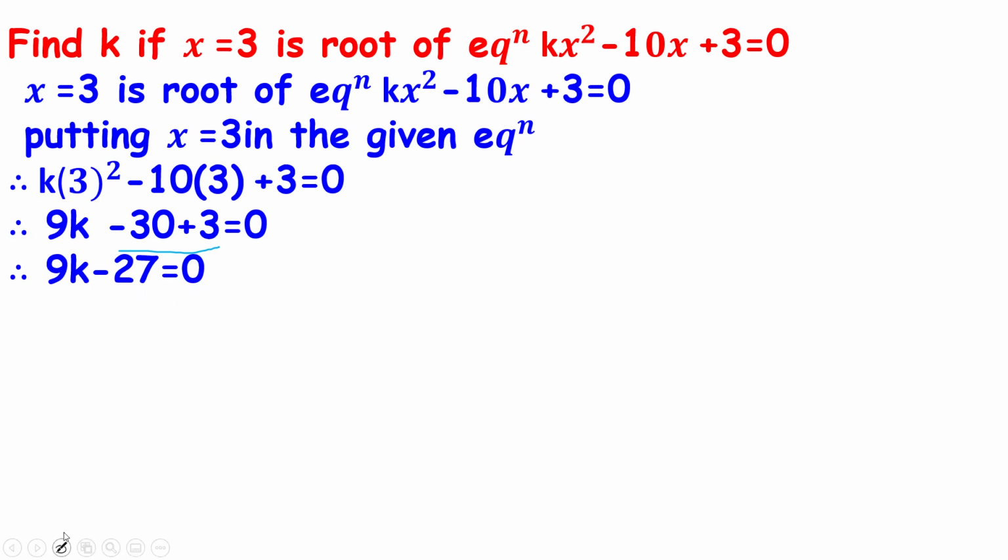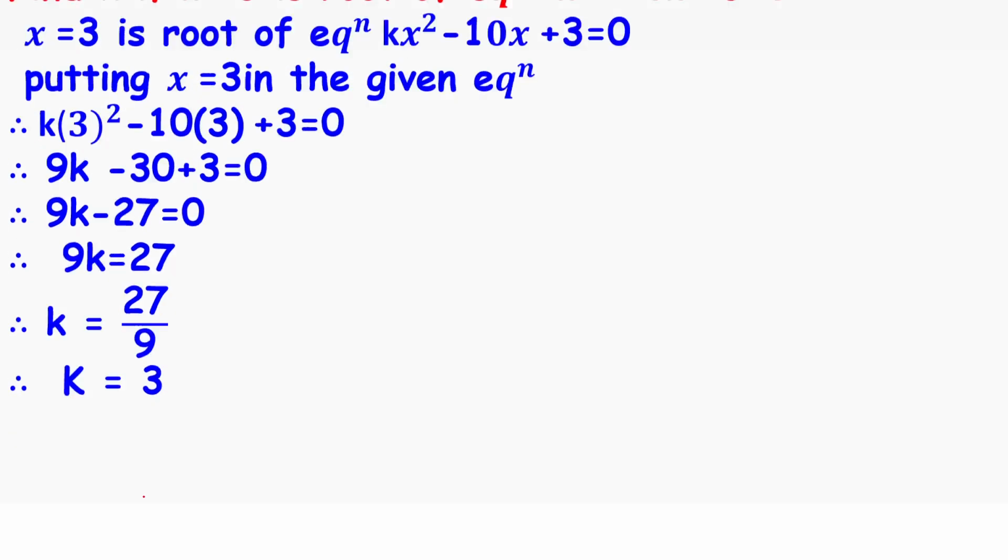Therefore, transfer this 27 to the other side. Minus 27 becomes plus 27. We have to find out the value of k. Therefore, transfer this 9 to the other side. Multiply becomes divide. Therefore, 27 upon 9. How much? 9 3s are 27. Therefore, k is equal to 3.